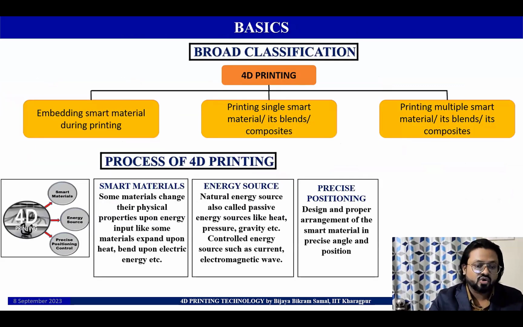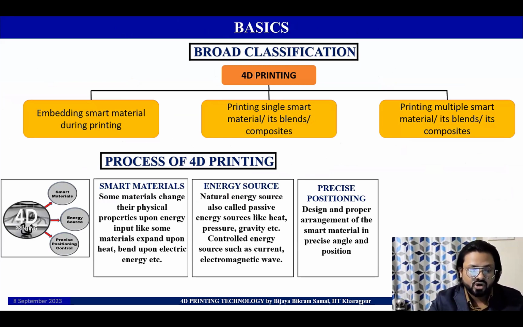Now coming to the basics of 4D printing. 4D printing can be classified into three. The first one is the embedding of smart material during printing. The second one is the printing of single smart material, its blend or its composites. And the third one is the printing of multiple smart materials, its blends and its composites. In the present study, I am focusing on the second classification, that is the printing of single smart material.